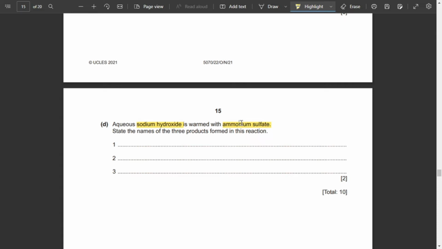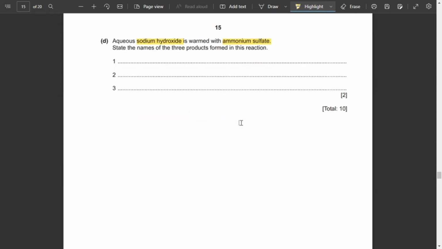We are going to have ammonia, since it is ammonium sulfate. It's not just any normal sulfate, it's ammonium sulfate. So whenever we have ammonium, we have ammonia gas evolved in most cases. And then we have sodium sulfate, that will be one of the products, and water, of course. So you need to get all of these 3 correct to attain the full 2 marks.